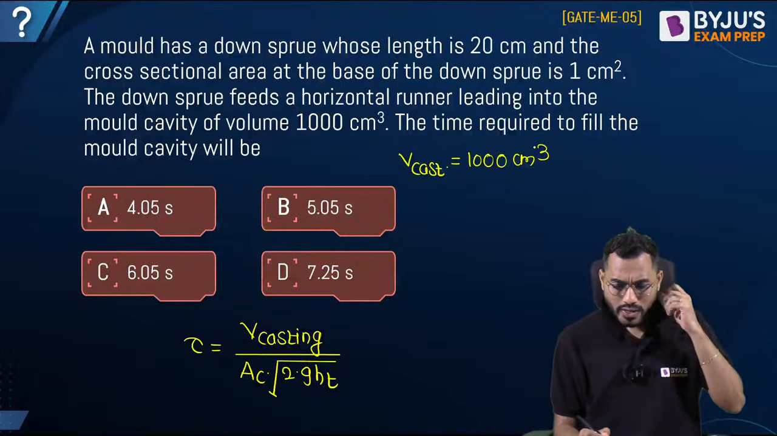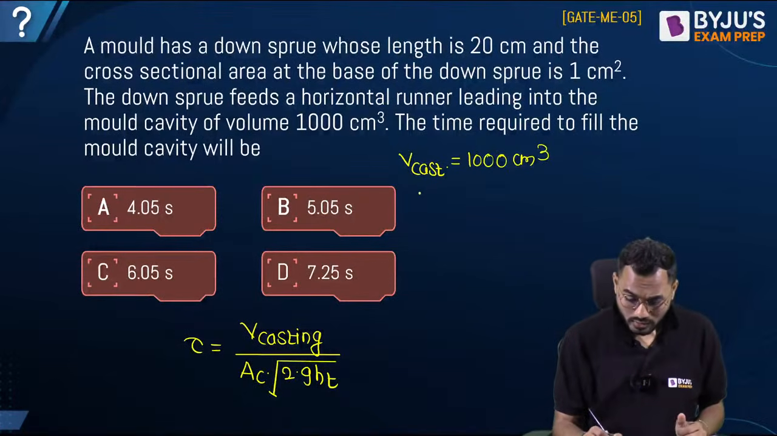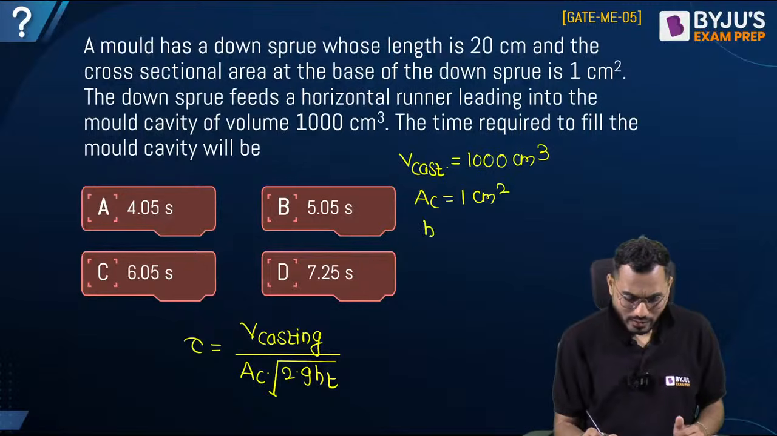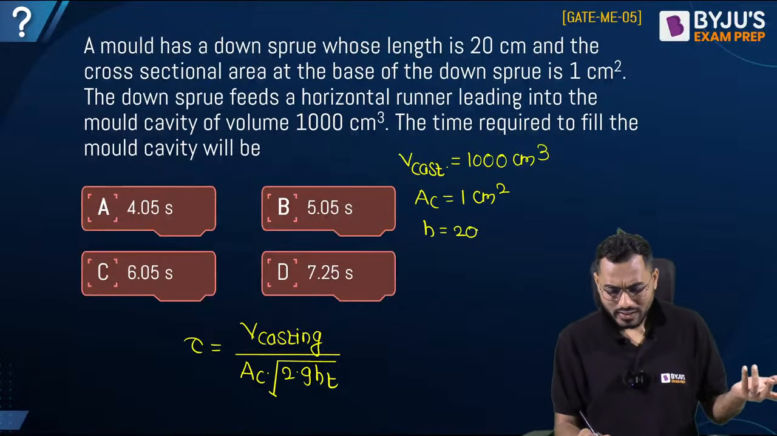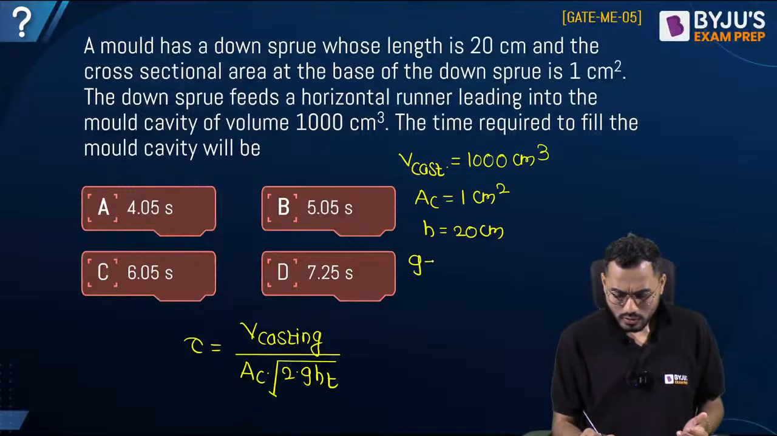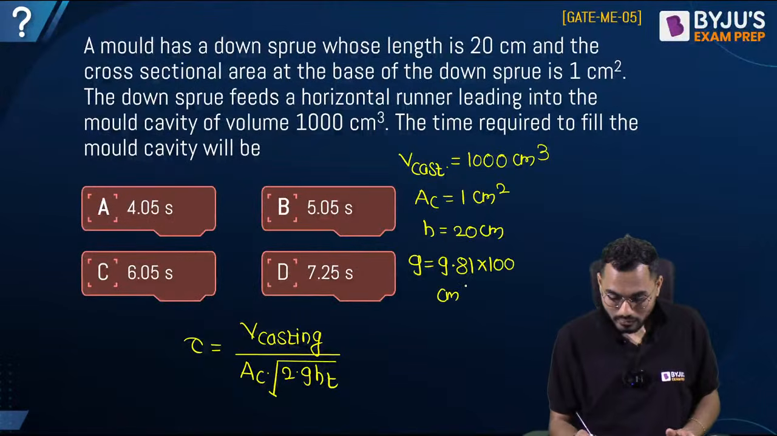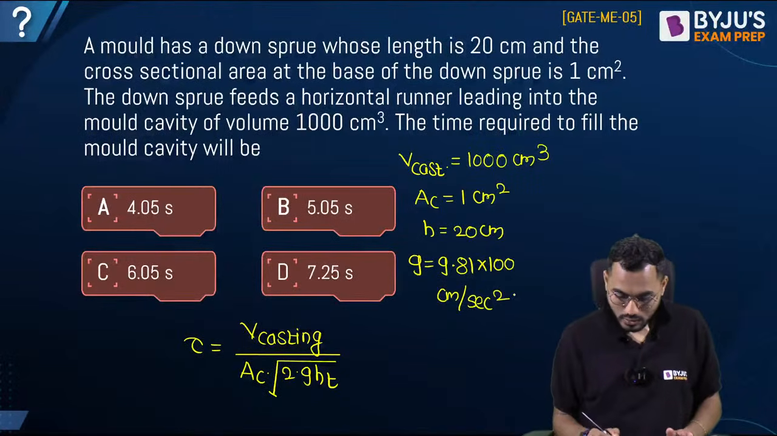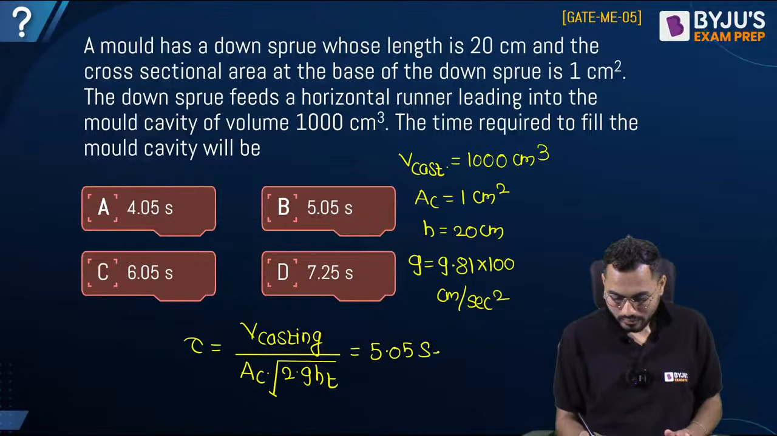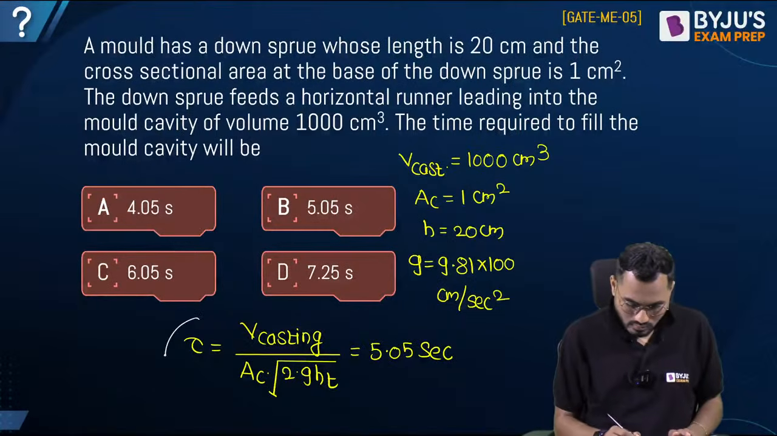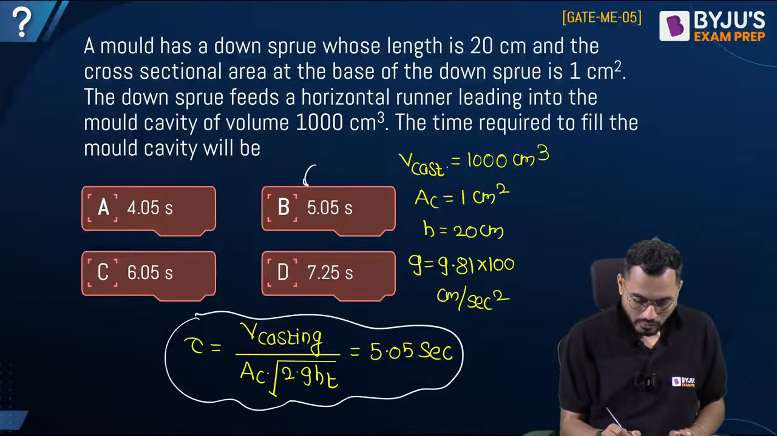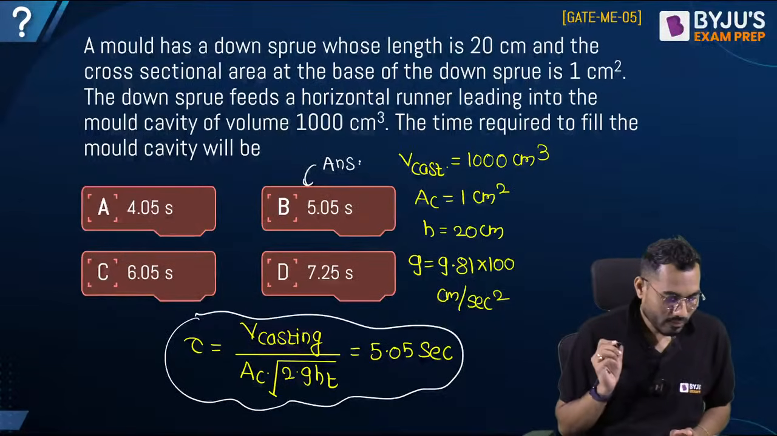Right, fine. The choke area of the down sprue is 1 centimeter square, and the height of the down sprue is 20 centimeter. Every value is crystal clear, put it here. For g you have to use 9.81 meter per second square. You have to multiply by 100 because meter has to be converted to centimeter, so it becomes centimeter per second square. So the value of time comes exactly to 5.05 seconds. Is it okay, everyone? Yes, correct.